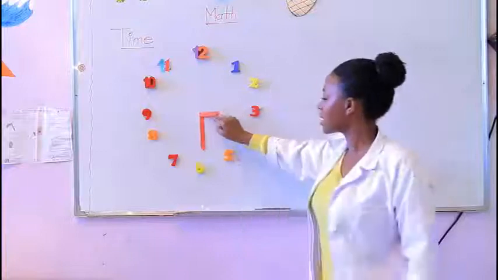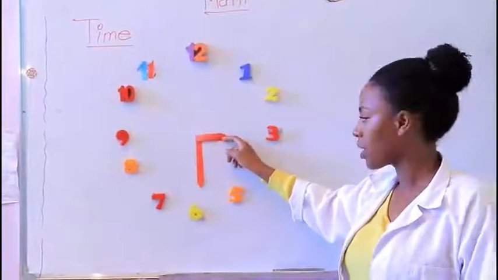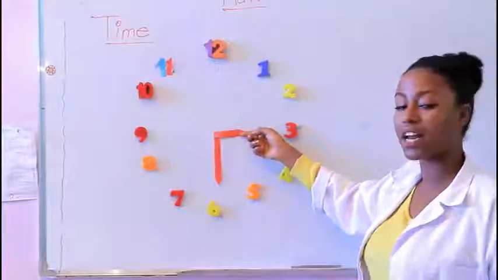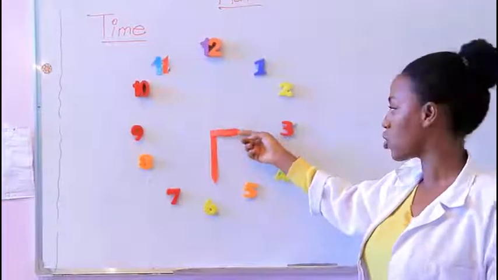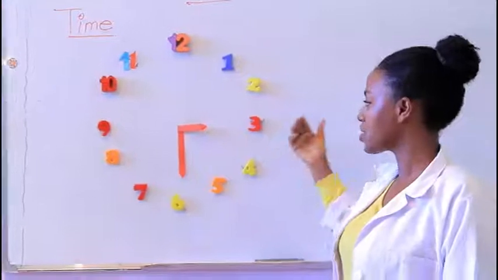Now the long hand is on 6 and the short hand is on 3. What time is it now? First, we will see the long hand, and if the long hand is on 6, we say half past. So, what time is it? Half past 3.